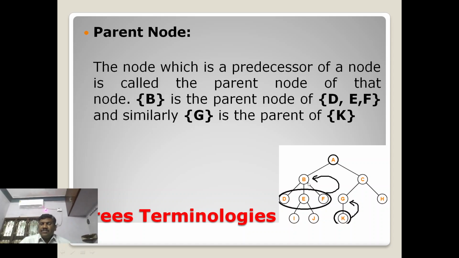See, B and C have the same parent, that is called A. Here K has a parent called G. Similarly, G and H have a parent called C. So the predecessor node, in the sense the above node which is connected to that particular node, is called its parent. This is a parent node.